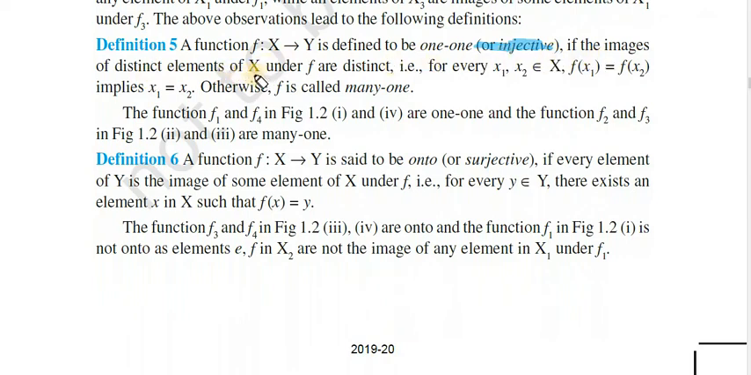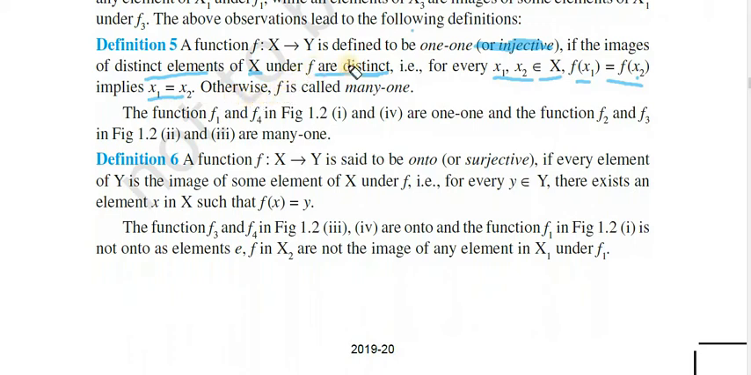So 1-1 or injective if what? The images of distinct elements of x under f are distinct. Okay, this means no two points of the domain can go to one point in the codomain. If two points are not equal in x, their images are also not equal. That is, for every x1, x2 belonging to x, f(x1) equal to f(x2) implies x1 is equal to x2. Okay, that is the thing.